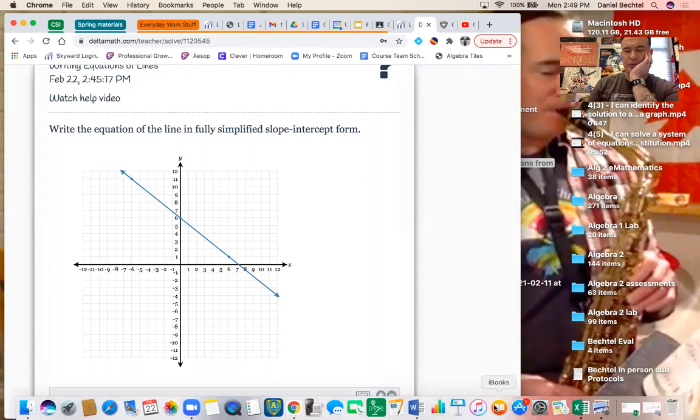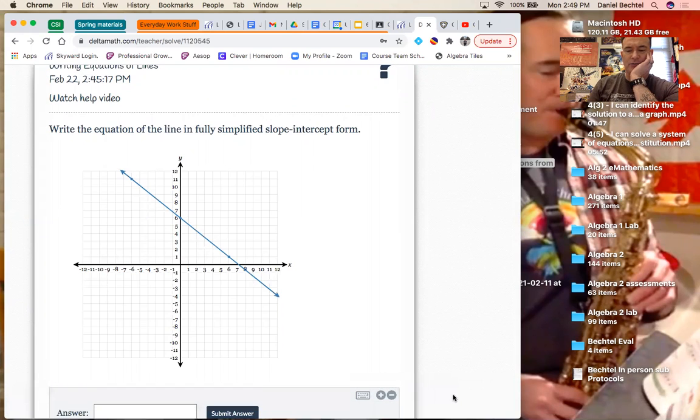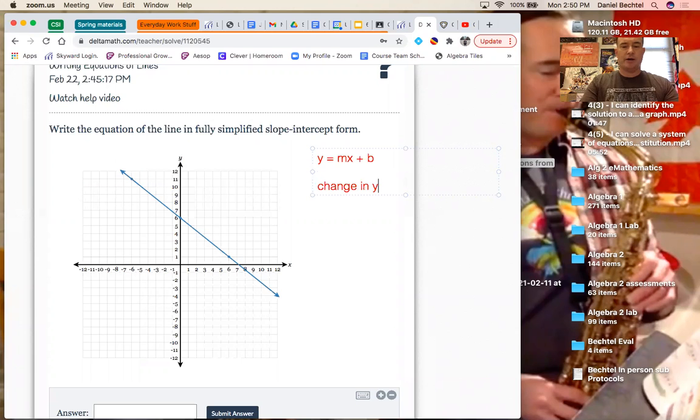So let's just make sure that we remember what we mean when we talk about slope-intercept form. Just real quick, I'm going to type this up here. This is anything in the form of y equals mx plus b. Now, we recognize that we're going to be talking about having a slope of some sort. So we're going to have a change in y over a change in x, and that's going to be a piece of this that's important for us to count.